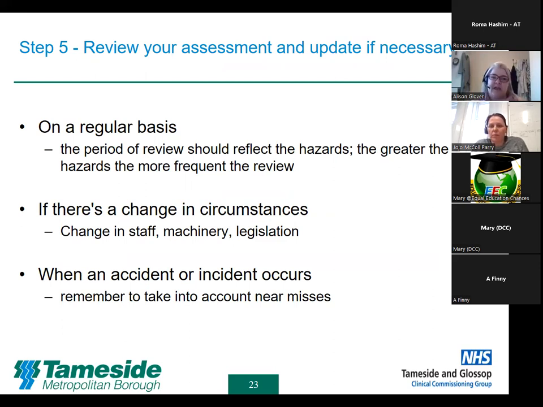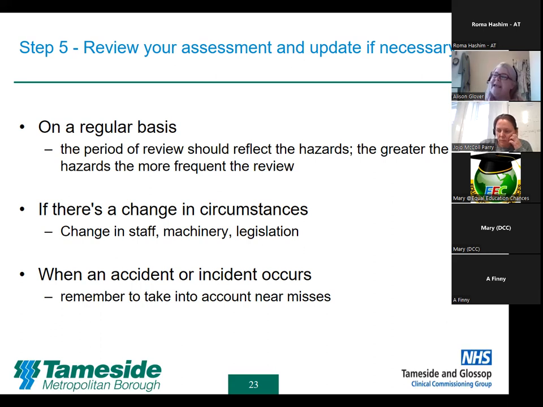But in addition to a general review, just to make sure it's still current, it's still appropriate, nothing has changed. If you know that there's been a change in circumstance, so there's maybe different volunteers, people with different levels of skill around that activity, if there's a change in legislation, if there's a change in equipment being used, then it should be reviewed also.